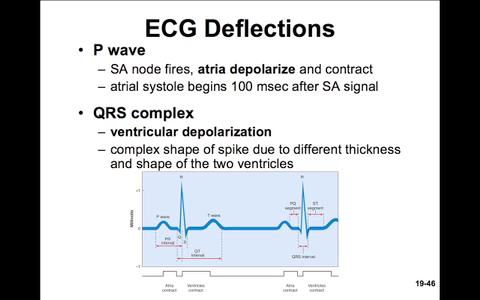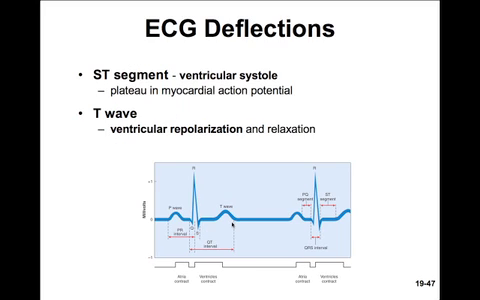The P wave is when the SA node fires and the atria depolarize and contract. Atrial systole begins about 100 milliseconds after the SA's signal. The QRS complex, here in the middle, is where we see ventricular depolarization. There's a complex shape of the spike due to different thicknesses and the shape of the two different ventricles. Ventricular systole begins shortly after the QRS complex in the ST segment. Atrial repolarization and diastole also are occurring during this QRS complex.